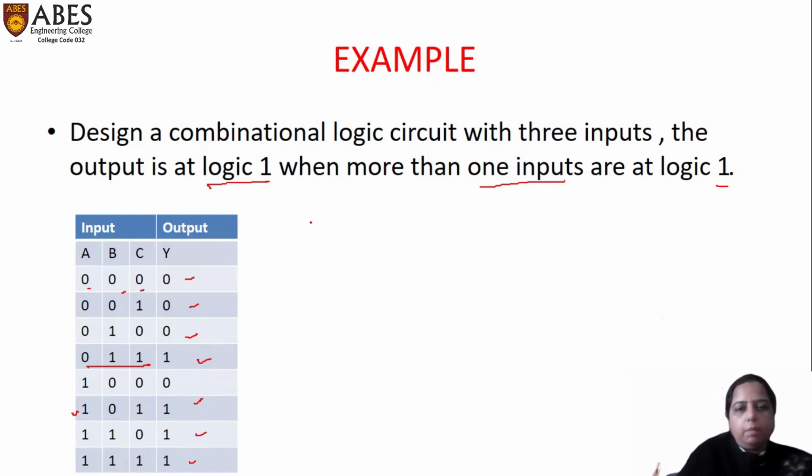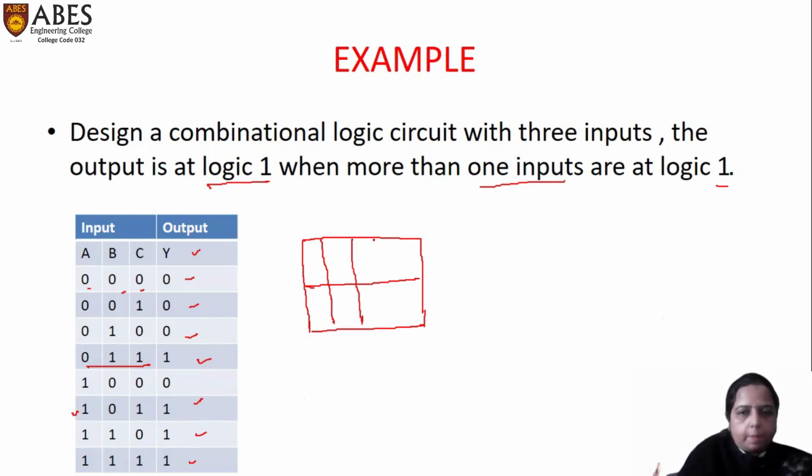Now we will draw the K map. Since we have three inputs, we will have three input variables. And how many outputs do we have? We have only one output. So in this case we will have only one K map for Y. So we have three input variables: A as the input, then B and C. Here we will have 0 and 1. Here we have 0, 0, 0, 1, 1, 1 and 1, 0.